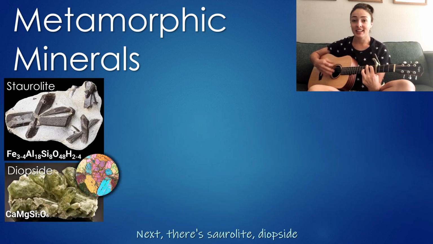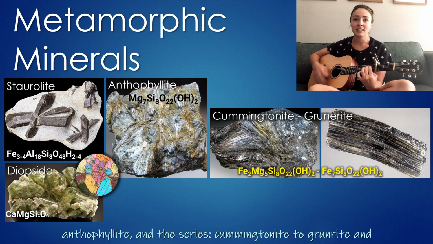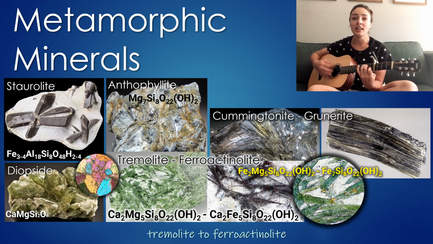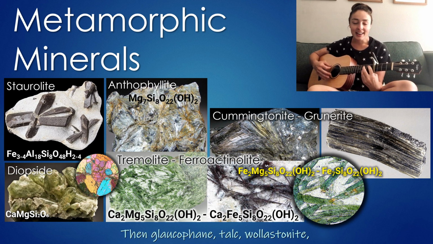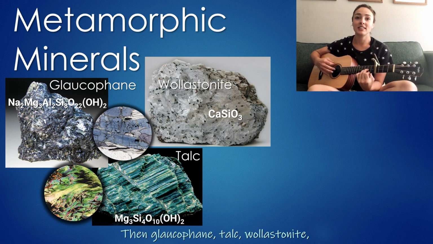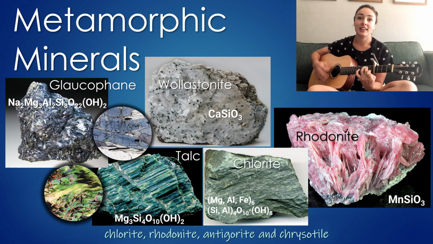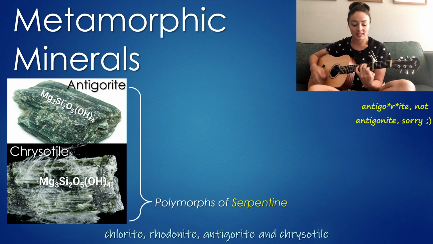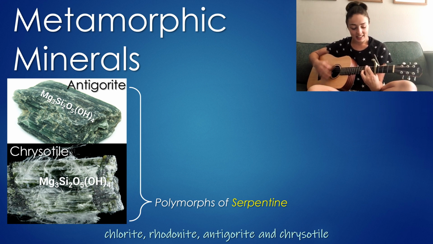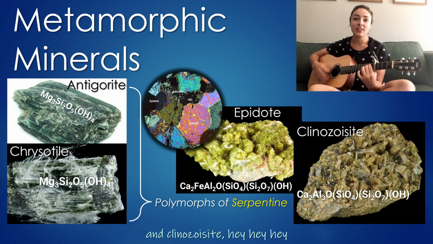Next there's staurolite and diopside, epidote and the series, cummingtonite to grunerite and tremolite to ferroactinolite. Then glaucophane, talc, wollastonite, chlorite, rhodonite, and tigonite and chrysotile, and epidote, and clinozoisite.